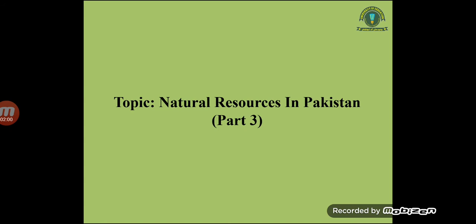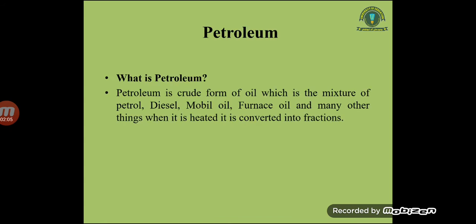So today we start our lecture from petroleum. First of all, we have to understand what petroleum is. Petroleum is the crude form of oil, which is the mixture of petrol, diesel, mobile oil, furnace oil, and many other things. When it is heated, it is converted into fractions. Petroleum is the mixture of all these: petrol, diesel, mobile oil, and furnace oil.